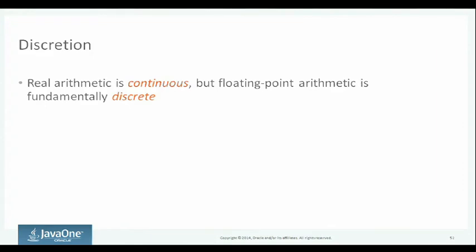A very important aspect of floating point is that while real arithmetic is continuous, floating point arithmetic is fundamentally discrete. You can think of it as a table like that. That's all the information about the square root function.